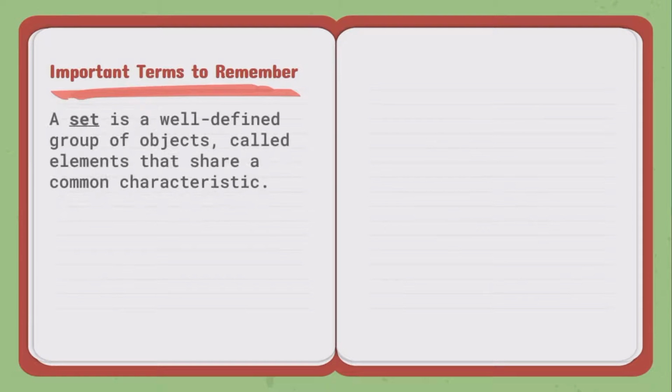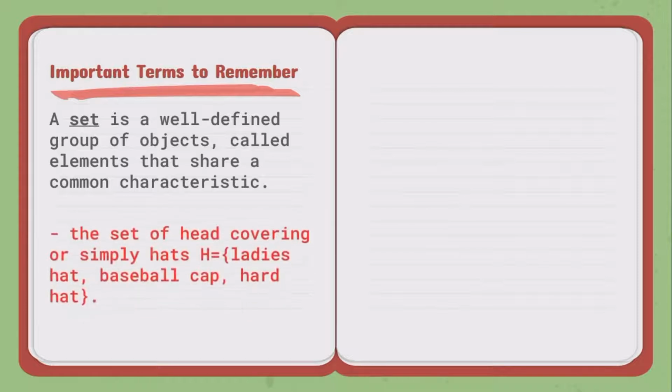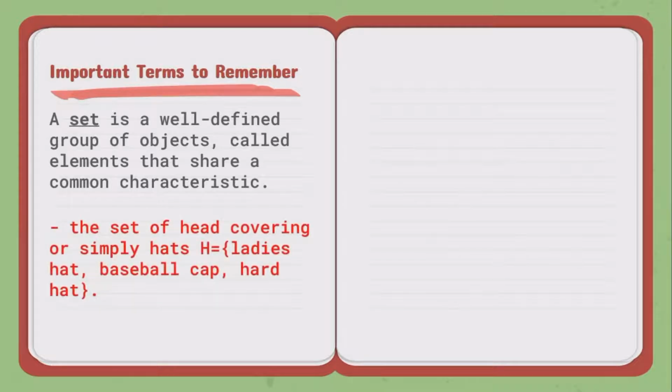So, a set is a well-defined group of objects called elements that share a common characteristic. For example, the set of head coverings, or simply we write it like this: H = {ladies' hat, baseball cap, hard hat}. So this is an example of a set.